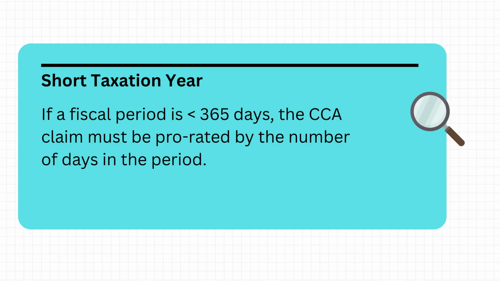And the second rule is the short taxation year. This one gets people all the time. If a new business starts up in, say, July, its first year isn't 365 days long. When that happens, you can't just take a full year CCA claim. You have to prorate it. You just take the normal CCA amount and multiply it by the number of days in that short period divided by 365. It's a simple bit of math, but so easy to forget in the heat of the moment.